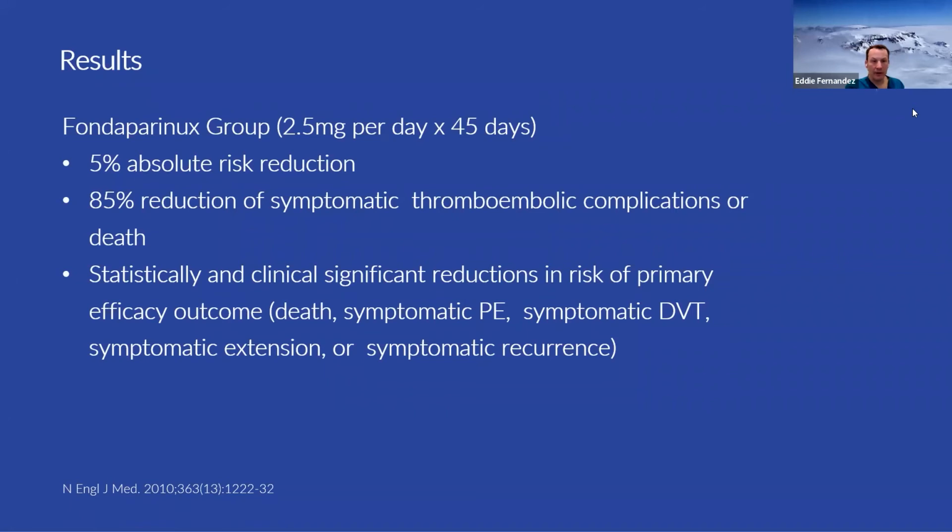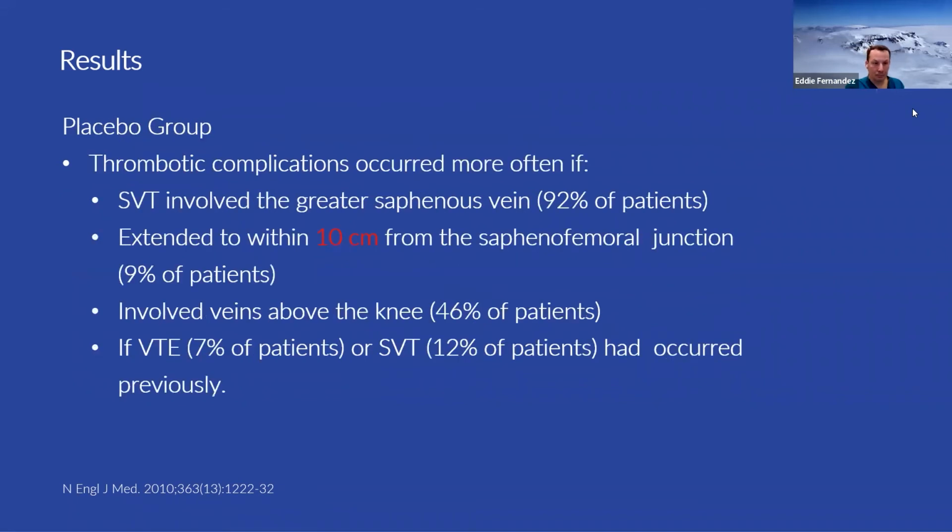So the fondaparinux branch, okay, 2.5 milligrams per day times 45 days, 5% absolute risk reduction with an 85% reduction of symptomatic thromboembolic complication or death. That's all very statistically significant and clinically significant as they reduced their primary efficacy outcomes. Again, the death, the symptomatic PE, symptomatic DVT, extension, and recurrence. So this is why this study is so valuable.